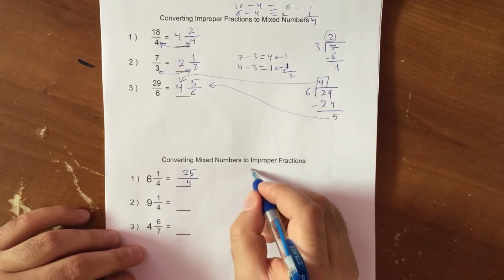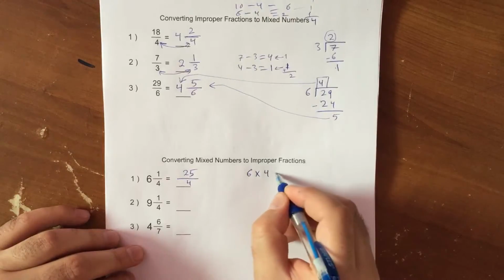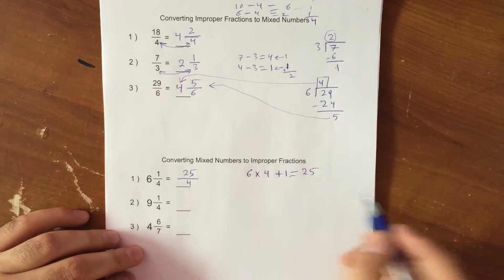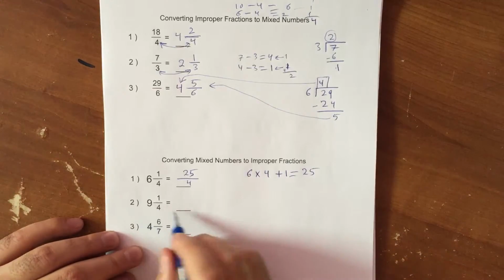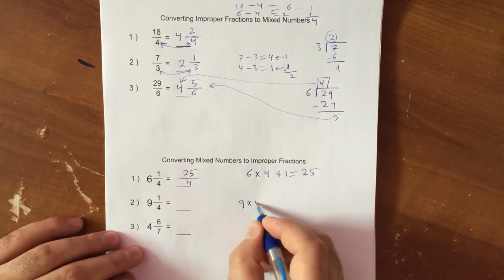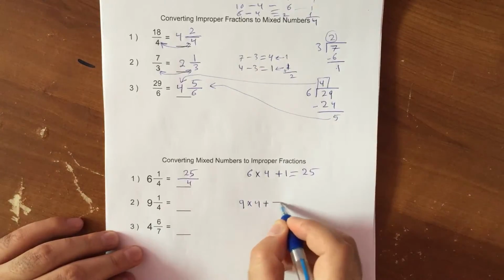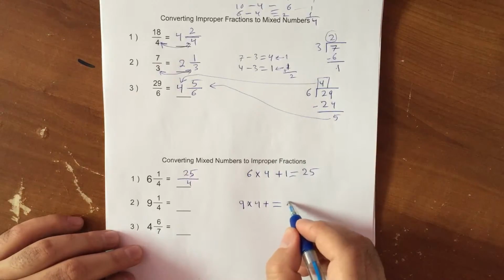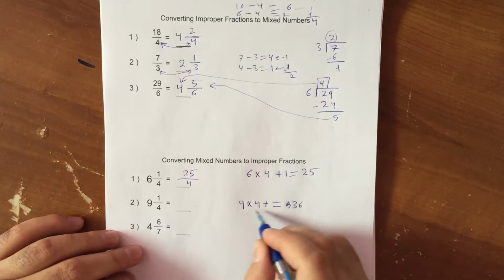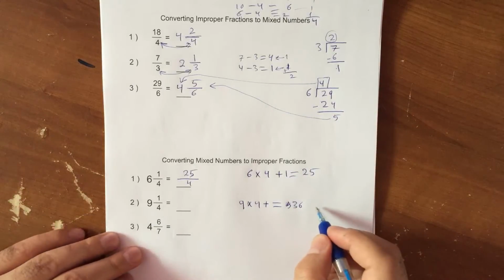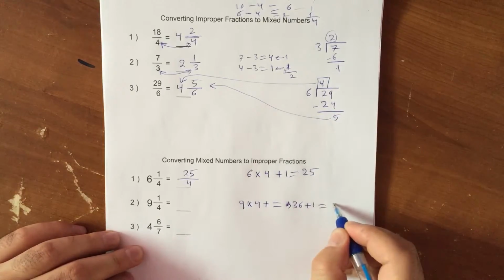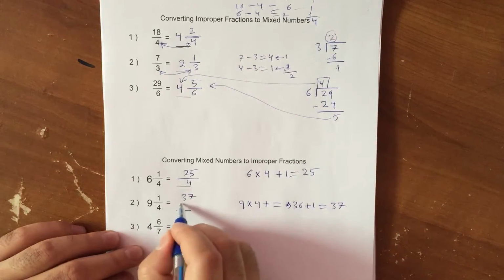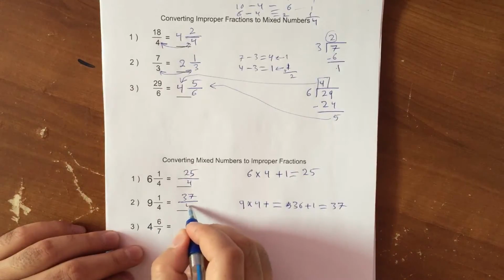So what did we do? We said 6 times 4 plus 1 equals 25. Denominator stays the same. Again with this, 9 times 4 plus 1. 9 times 4 is 36. 36 plus 1 is 37. 37 goes in the numerator, the denominator stays the same.